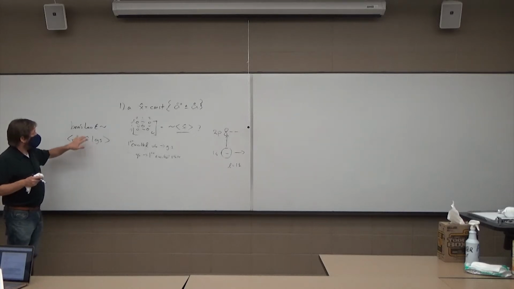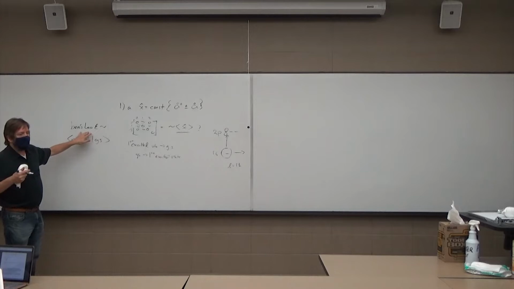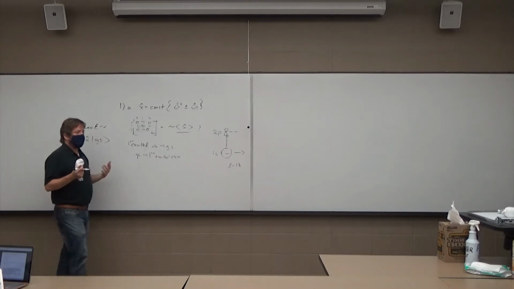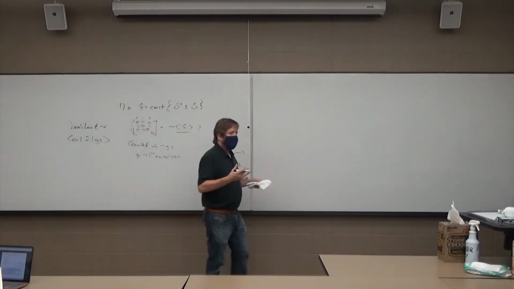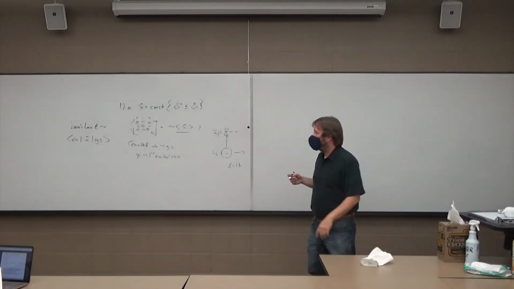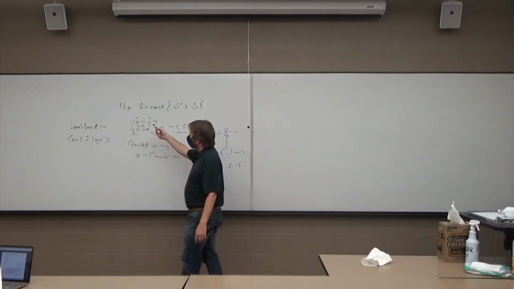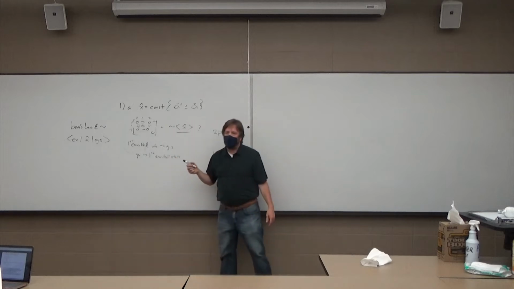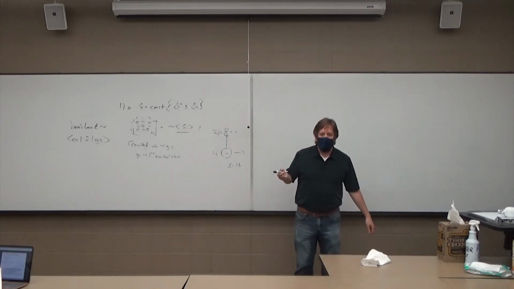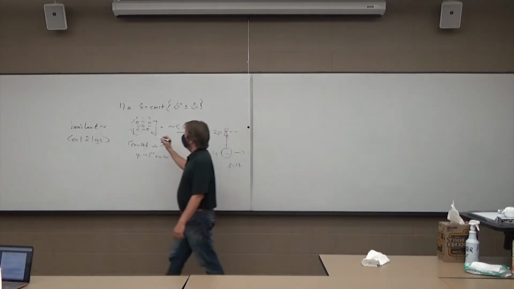The bigger the number, the bigger the Beer's law coefficient. The bigger the Beer's law coefficient, the more absorptive it is. Now also notice that I told you these entries are interpreted as the change in dipole moment, but there are some constants out here, right?